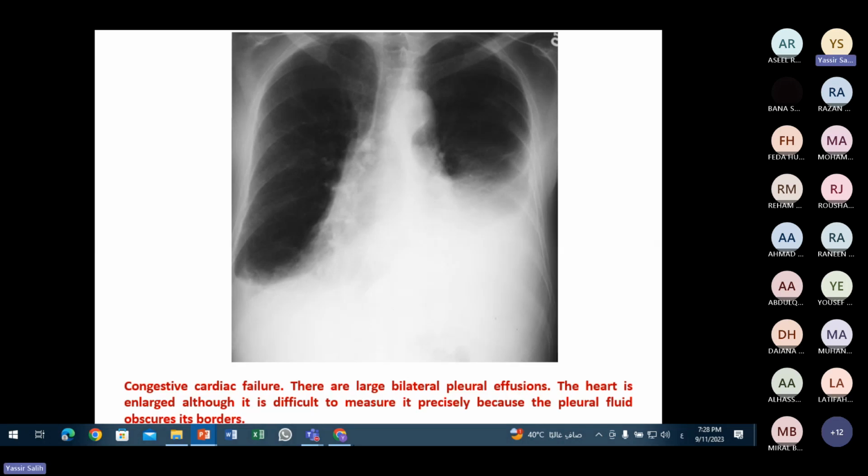Okay, what abnormality do you see? What are you finding? Effusion. Where is the effusion, left or right? Around the heart shadow. Right or left effusion? Both. In which one is it more than the other? Left, it is more on the left.